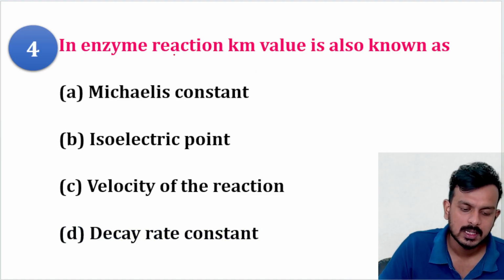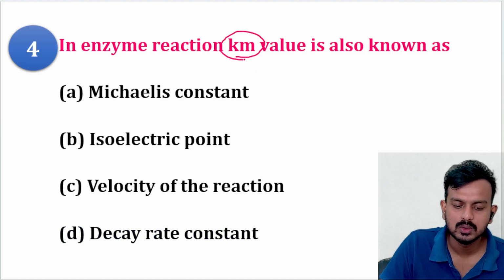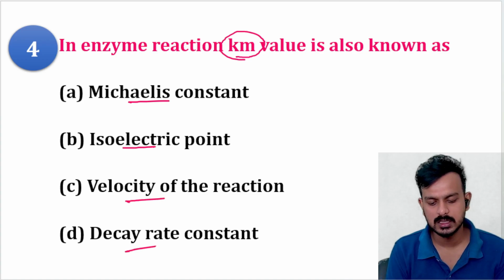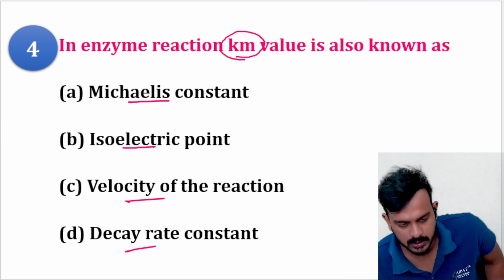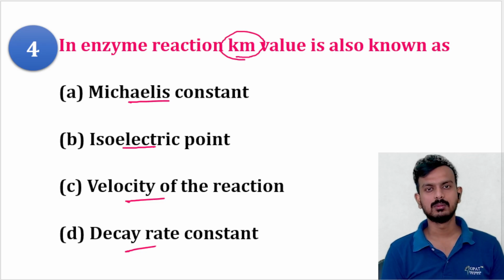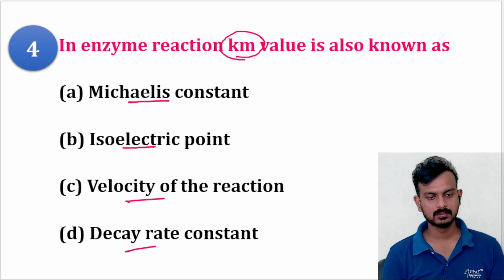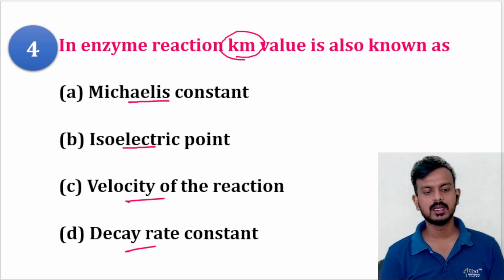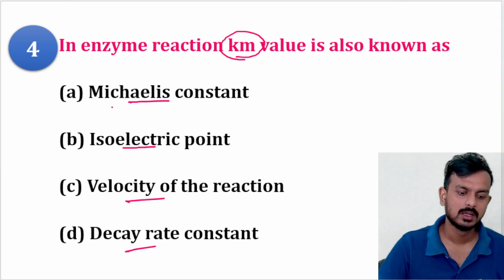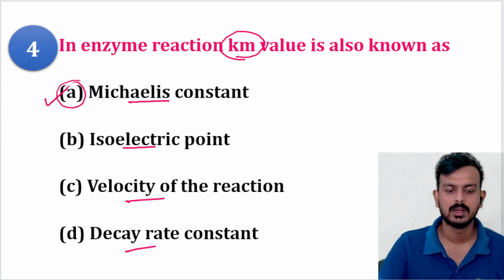Next question. In enzyme reaction, Km value is also known as Michaelis constant, isoelectric point, velocity of the reaction, or decay rate constant. Just now I have explained what Km is. Comment down the answer below. What will be the answer for question number 4? In enzyme catalyzed reaction, Km stands for Michaelis constant, the Michaelis Menten constant.